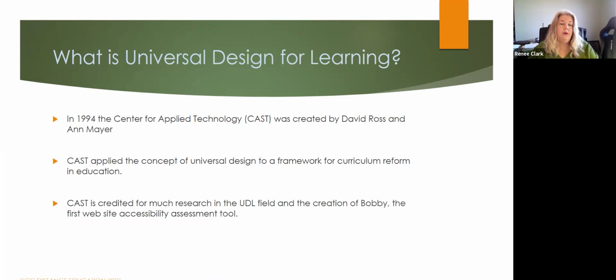So then we're going to move along to what is universal design for learning. Out of his ideas about universal design, in 1994, the Center for Applied Special Technology, or CAST, was created by David Rose and Anne Meyer. CAST would apply the concepts of universal design and the framework to curriculum reform in education. CAST is credited for a lot of the research that's been done in the UDL field, and also the creation of Bobby, which was the first website accessibility checker. I don't know how many of you have been around since the early days of web design, but that was one of the first tools that they could use to see if their site was accessible. So that did come off of the UDL framework.